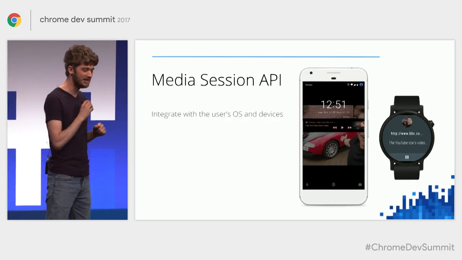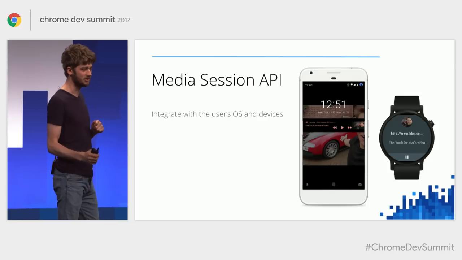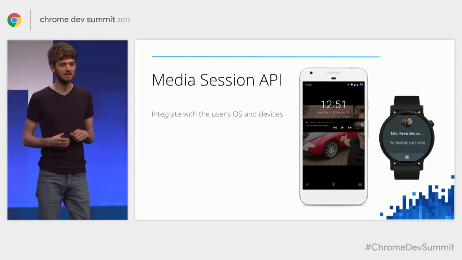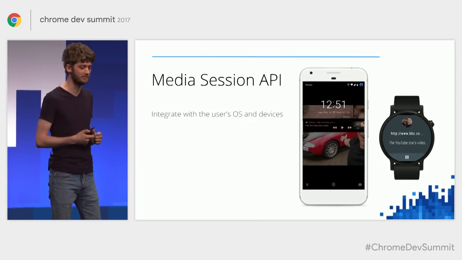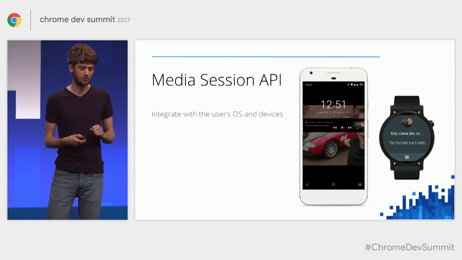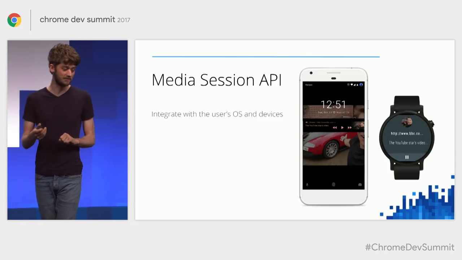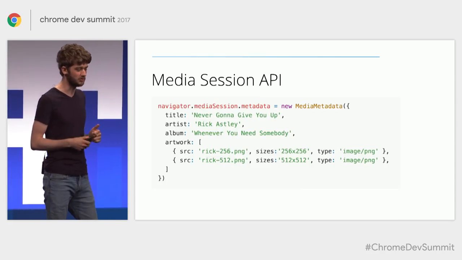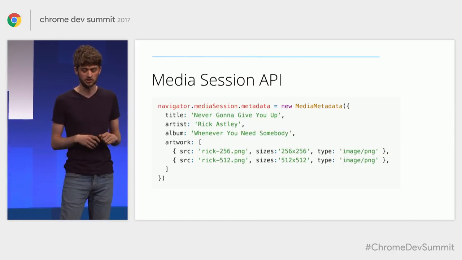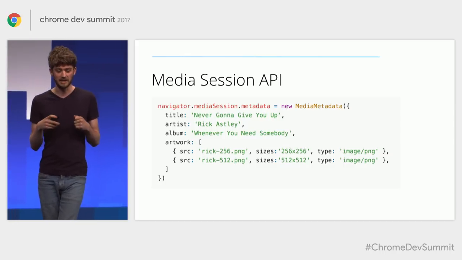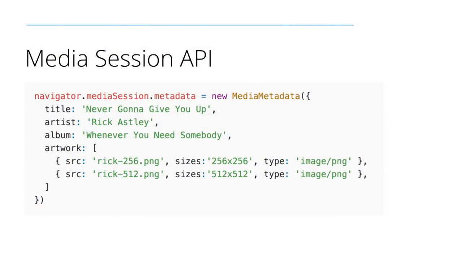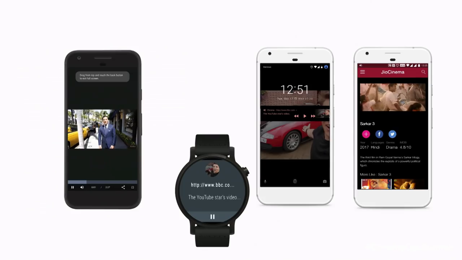So with the Media Sessions API, you can now integrate your media on the web with the user's operating system and devices. And so here you can see that because I was playing some media content in the browser, I get this rich notification to control the playback on my Android device, and it comes across to my Android Wear device. Super simple to use. You just call navigator.mediasession.metadata, and you set the metadata that the user should be seeing. And via this API, it's even possible to make the media be controllable, for example, from the Google Assistant on different devices to where it's playing, which is really great.